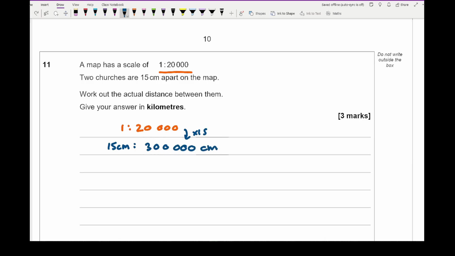Now what I need to do is convert that into kilometres. So if I divide that by 100, that's going to equal 3,000 metres. And if I divide that by 1,000, that's going to equal 3 kilometres. And there is my answer.